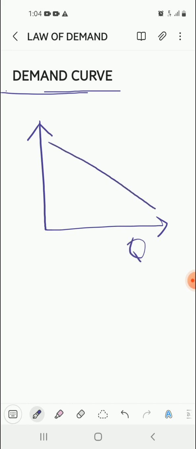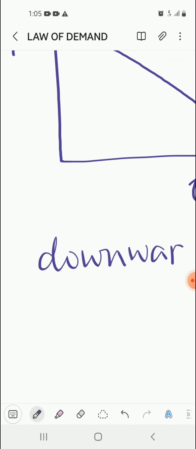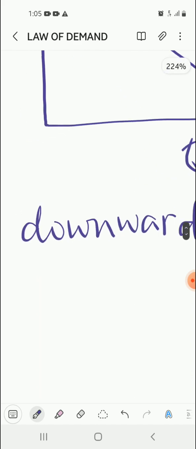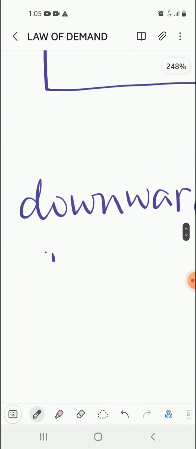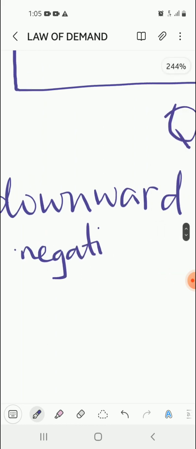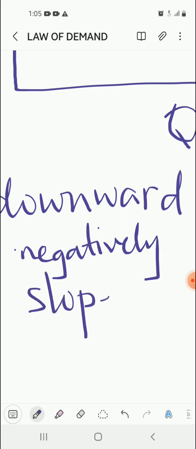where the quantity demanded is on this axis and the prices are on this axis. Okay, now there is some reason for the shape of the demand curve. You can see the shape of this demand curve is downward, or you can say negatively sloped. So there are reasons behind it. First of all, the most important one is it follows the law of demand. That is why its shape is in this manner.